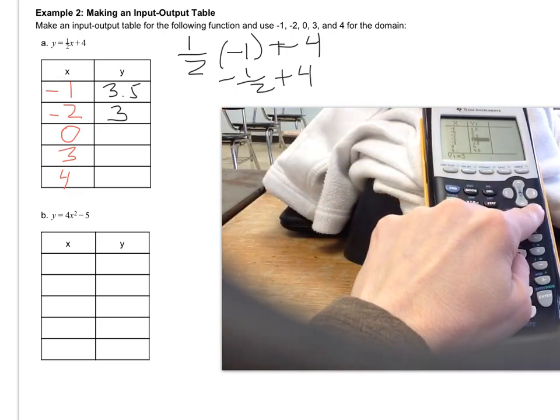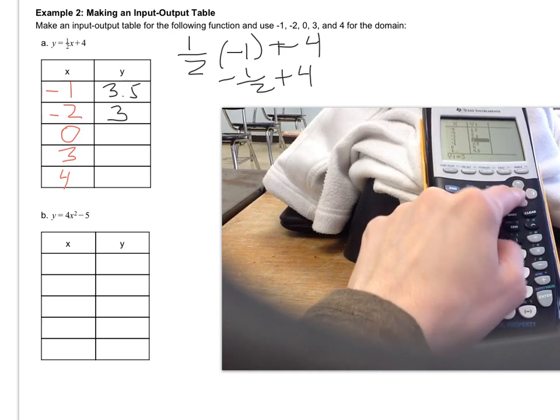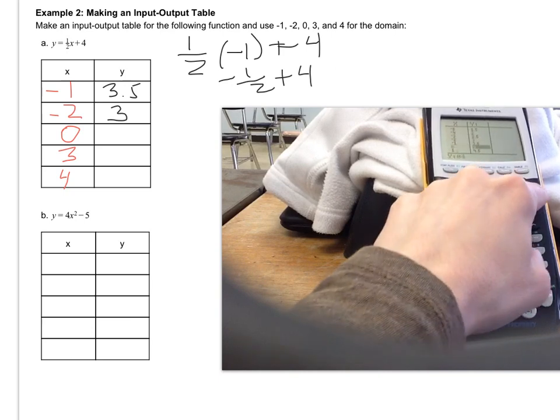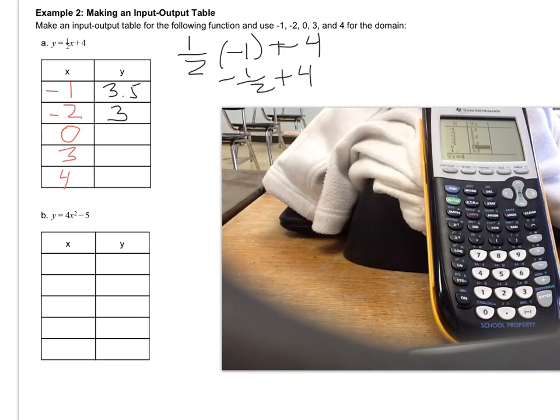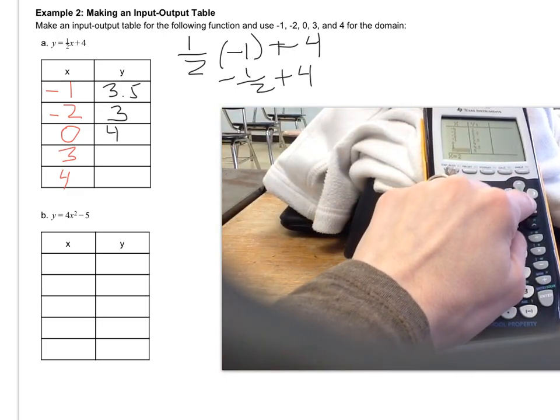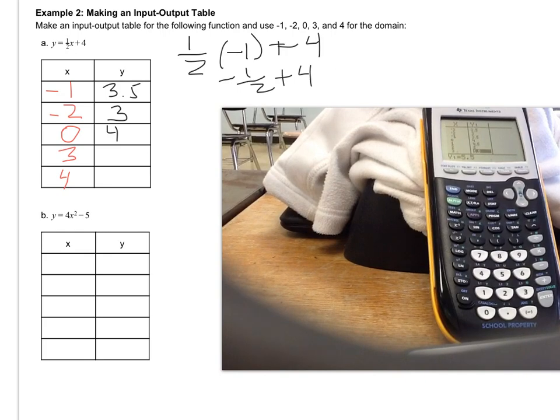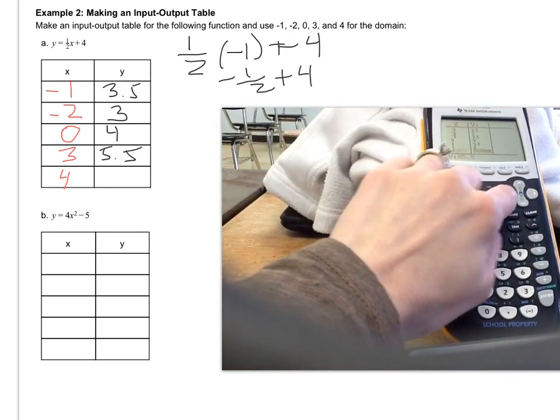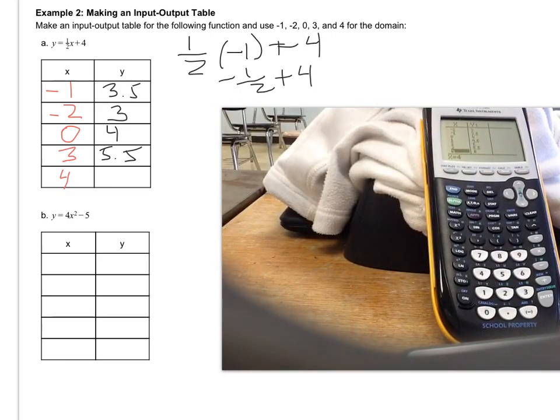Going back to the calculator, we can scroll down to 0 and see that 0 goes with 4. So 4 is the output or the y value. Then if we go to 3, we get 5.5. And then we can go to 4 and get 6.